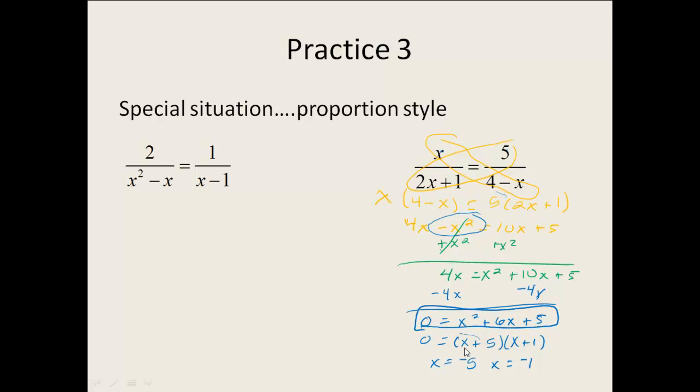From there I factored it into x plus 5, x plus 1, and got x equals -5 and x equals -1. When I plug them back in, they both end up working, so I can go ahead and keep them both. But now remember, you can only do this when it's a proportion style, a single fraction equal to a single fraction.